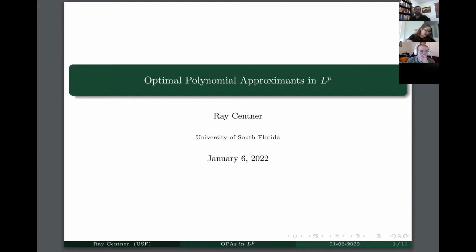What I want to talk about is a summary of some of the results from a paper that I recently uploaded to the arXiv. That paper is called Optimal Polynomial Approximants in LP.